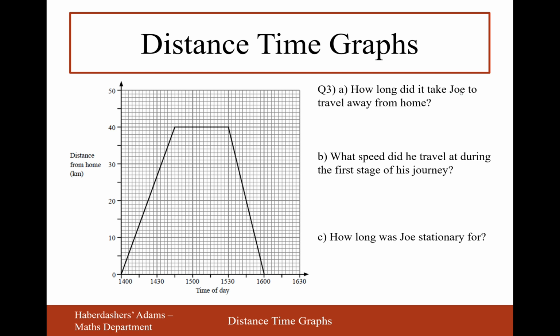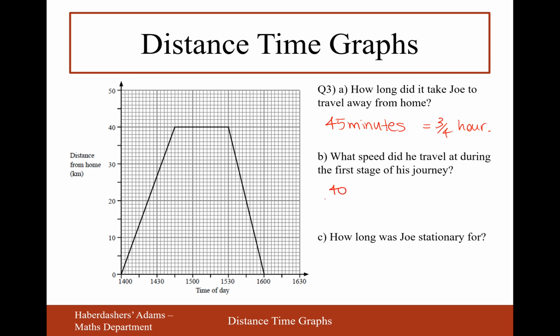Okay, so how long did it take Joe to travel away from home? So reading the graph here, it took him 45 minutes to travel away from home. Part B is what speed did he travel at during the first stage of his journey? Well, first of all, 45 needs a conversion into hours. That's going to be 3/4 of an hour. And next, he travels 40 kilometers in that time.